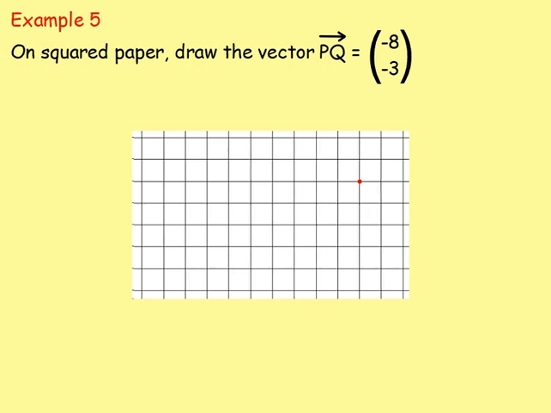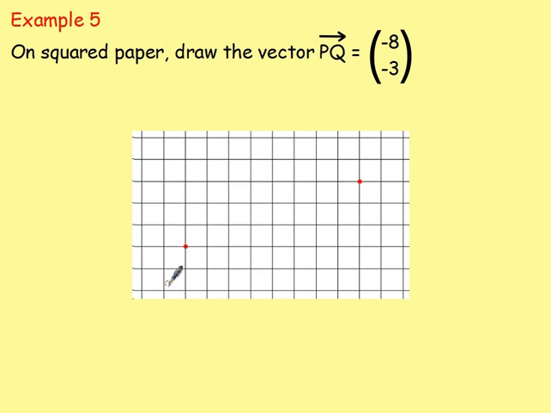Next one, on squared paper, draw vector PQ, which has the components -8, -3. Again, just get a random starting point. And we've got the horizontal component -8. So with -8, we are going back 1, 2, 3, 4, 5, 6, 7, 8 boxes. And then we're going to have to go down 3. So we're going down 1, 2, 3. So we will find that end point.